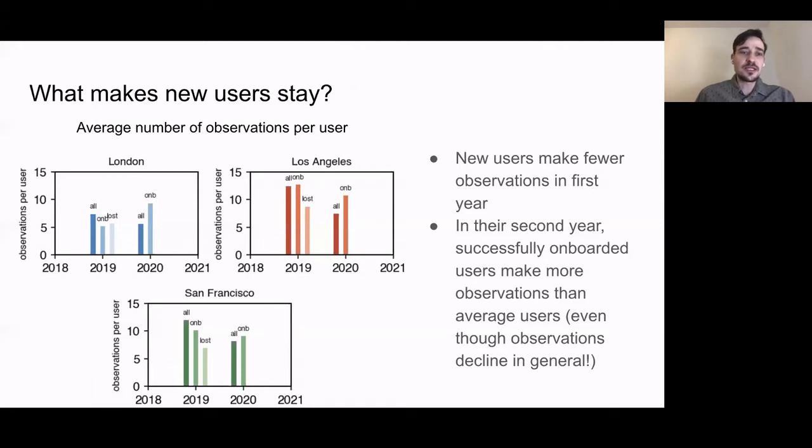And what's interesting is that new users generally make fewer observations in the first year, in 2019. So they are below the average all-user contribution. But quite interestingly, in 2020 the onboarded users that stayed in the next year make more observations than the average user in 2020. So it seems that new users that join are quite active also in the following year. That's one aspect, and we're also digging deeper into these things.